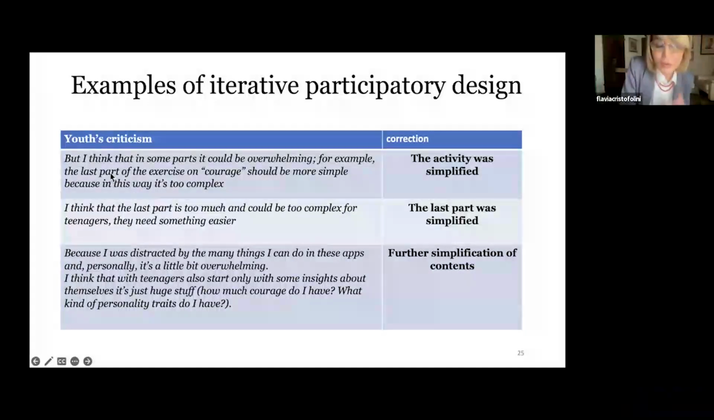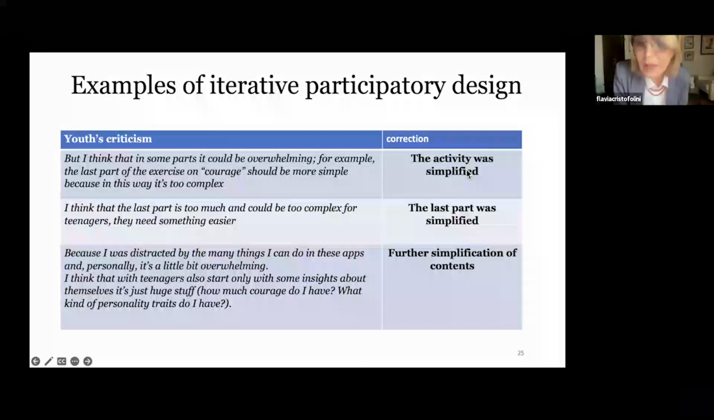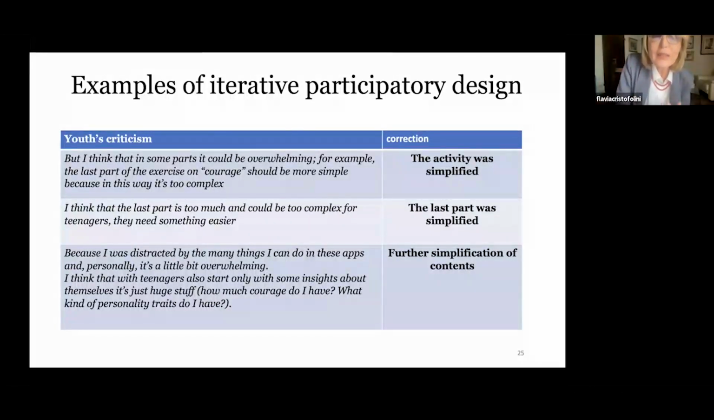These are three examples of criticism that we received in the second focus group when we showed the prototype. Someone said, I think that in some parts it could be overwhelming. For example, the exercise on courage should be simpler because it's too complex. So what we did, we took this criticism into consideration and we simplified the activity. This took place for all the criticism that we received, which is very important for us. So this is one example of how this human-centered design has become very participatory.